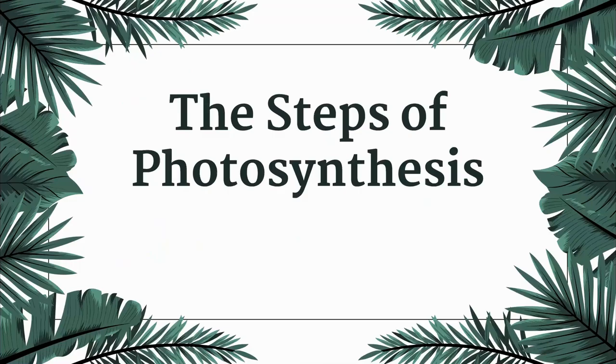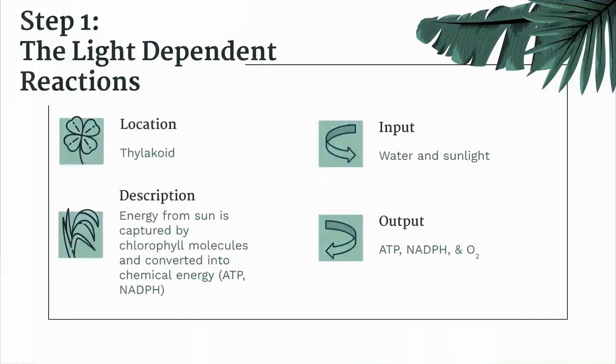Once the sunlight is absorbed, we go through the light-dependent reactions. This happens in that thylakoid. Remember that green pancake? Energy from the sun is captured by chlorophyll molecules and converted into chemical energy, ATP, NADPH. Essentially, the sunlight is so intense that we have to quickly turn it into short-term storage so that we can then store it in a long-term molecule. What goes in is water and sunlight. What comes out is ATP, NADPH, and our oxygen. Oxygen is just a byproduct.